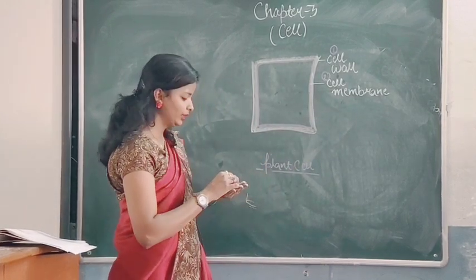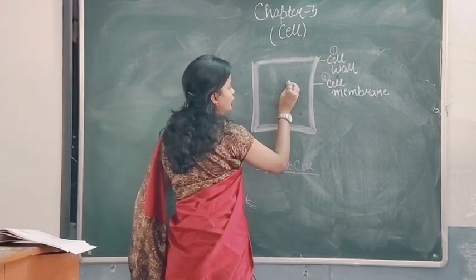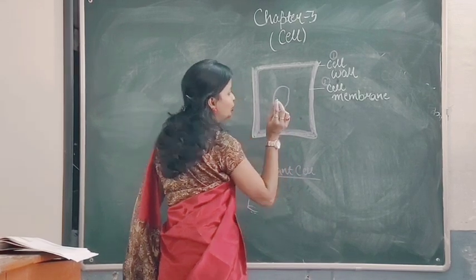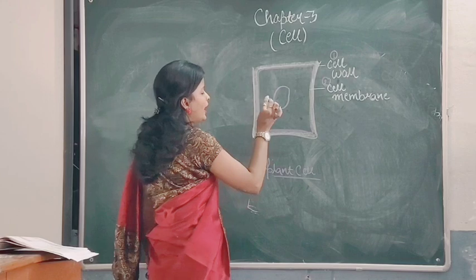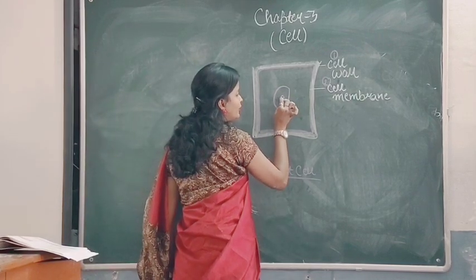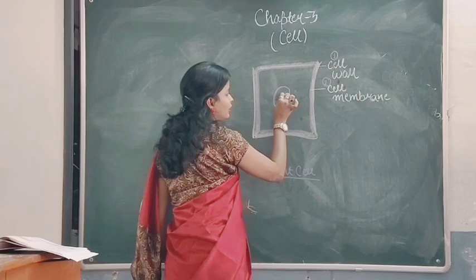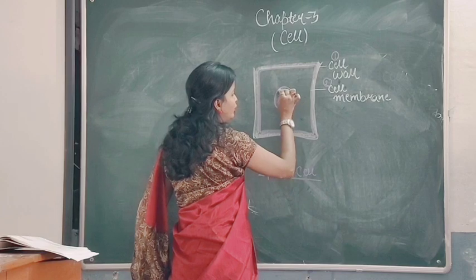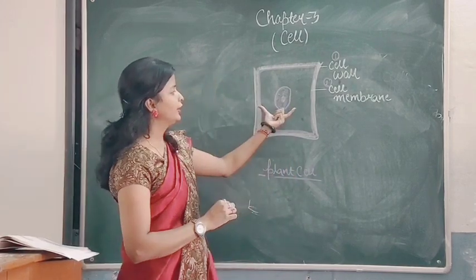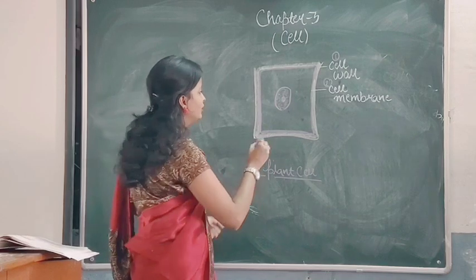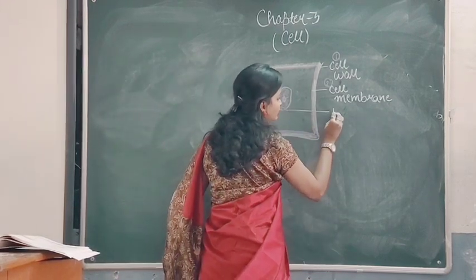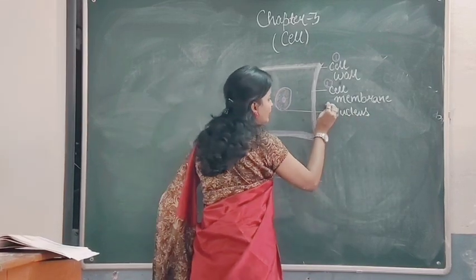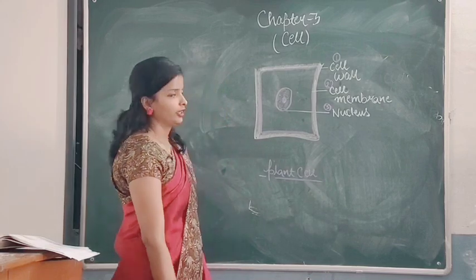Now one more common thing you will see is a nucleus. A central nucleus is present. Nucleus is somewhat spherical in shape, and inside the nucleus, the nucleolus is present, and a fluid is present that is known as nucleoplasm. So this is the collective structure of nucleus. So now you will label this as nucleus, and this will be your third organelle.